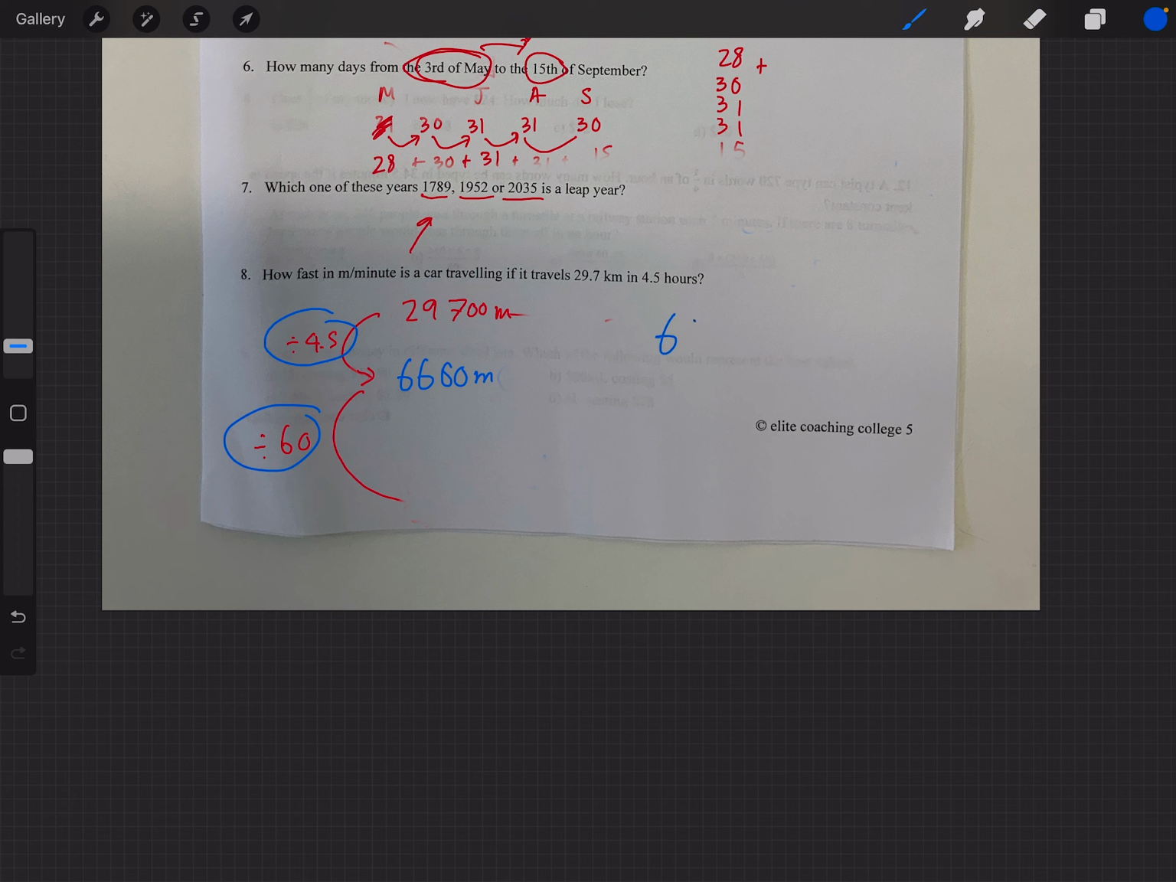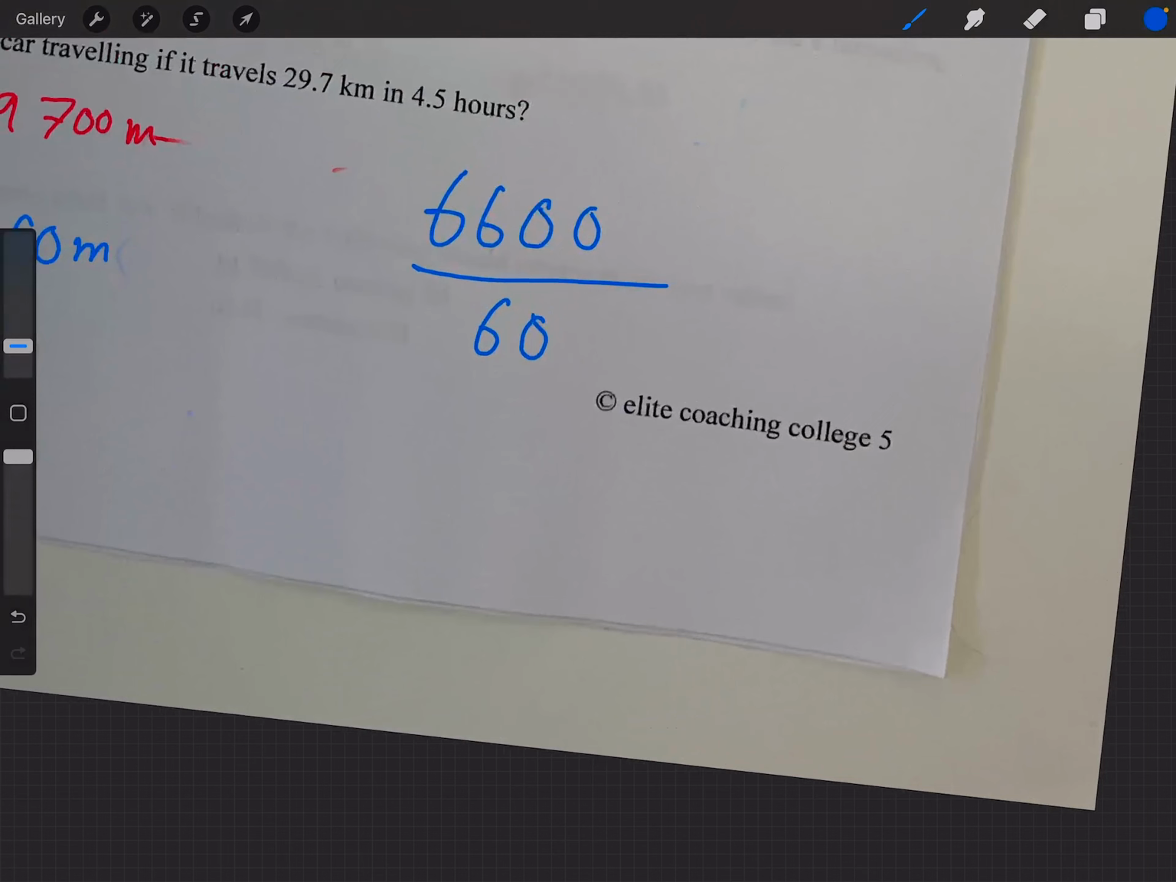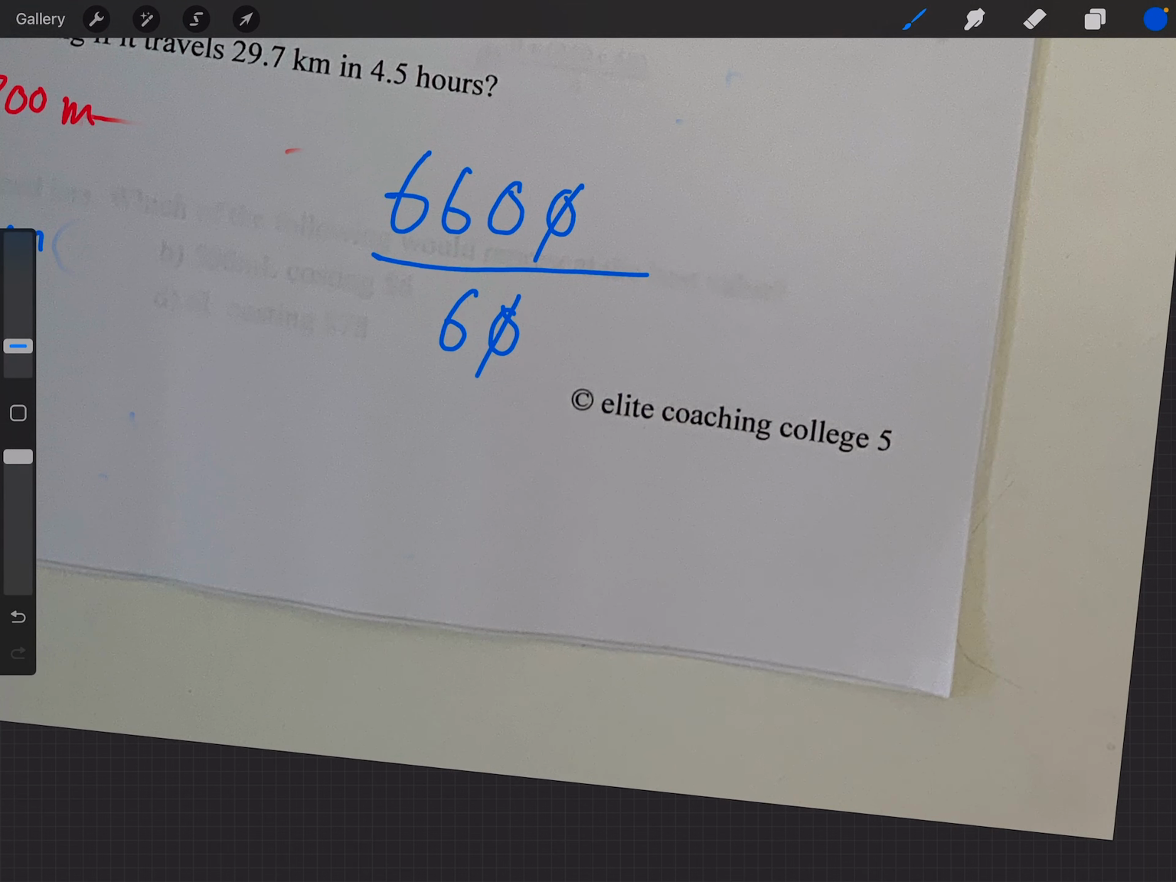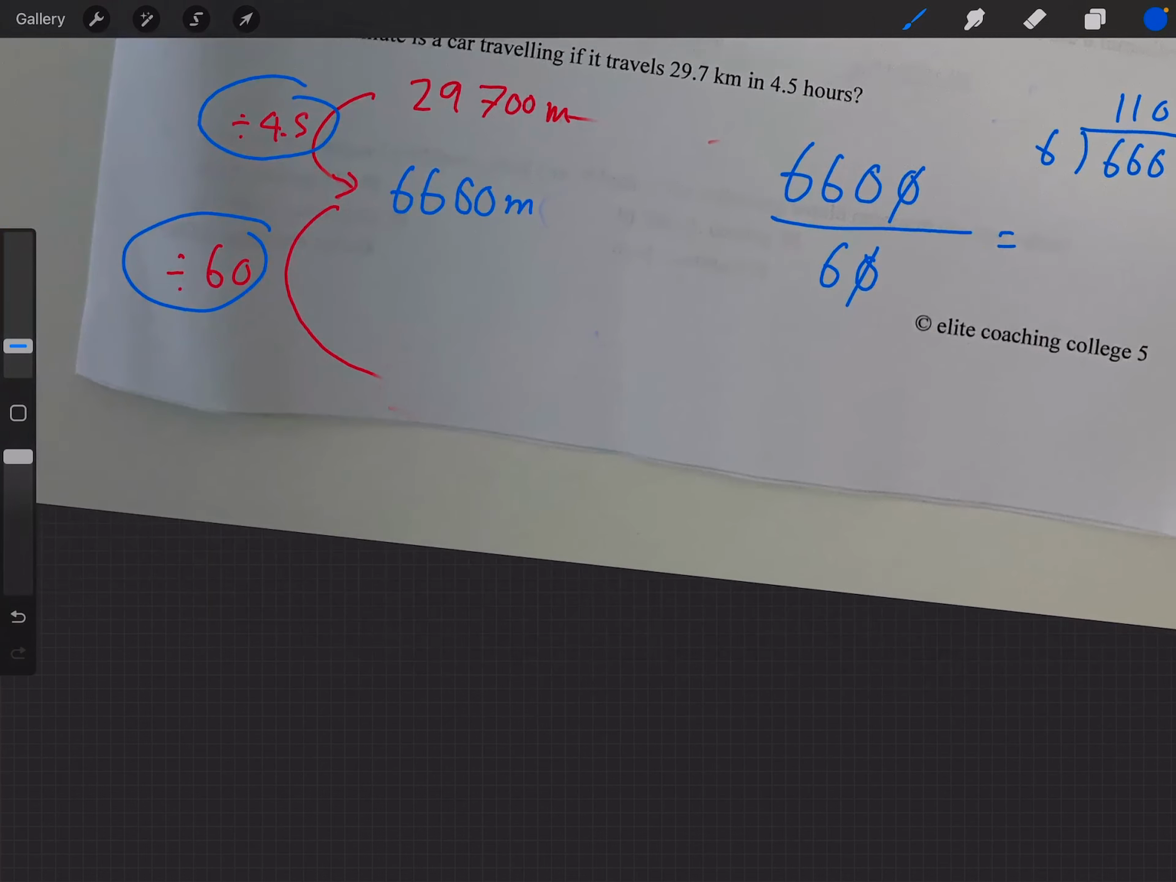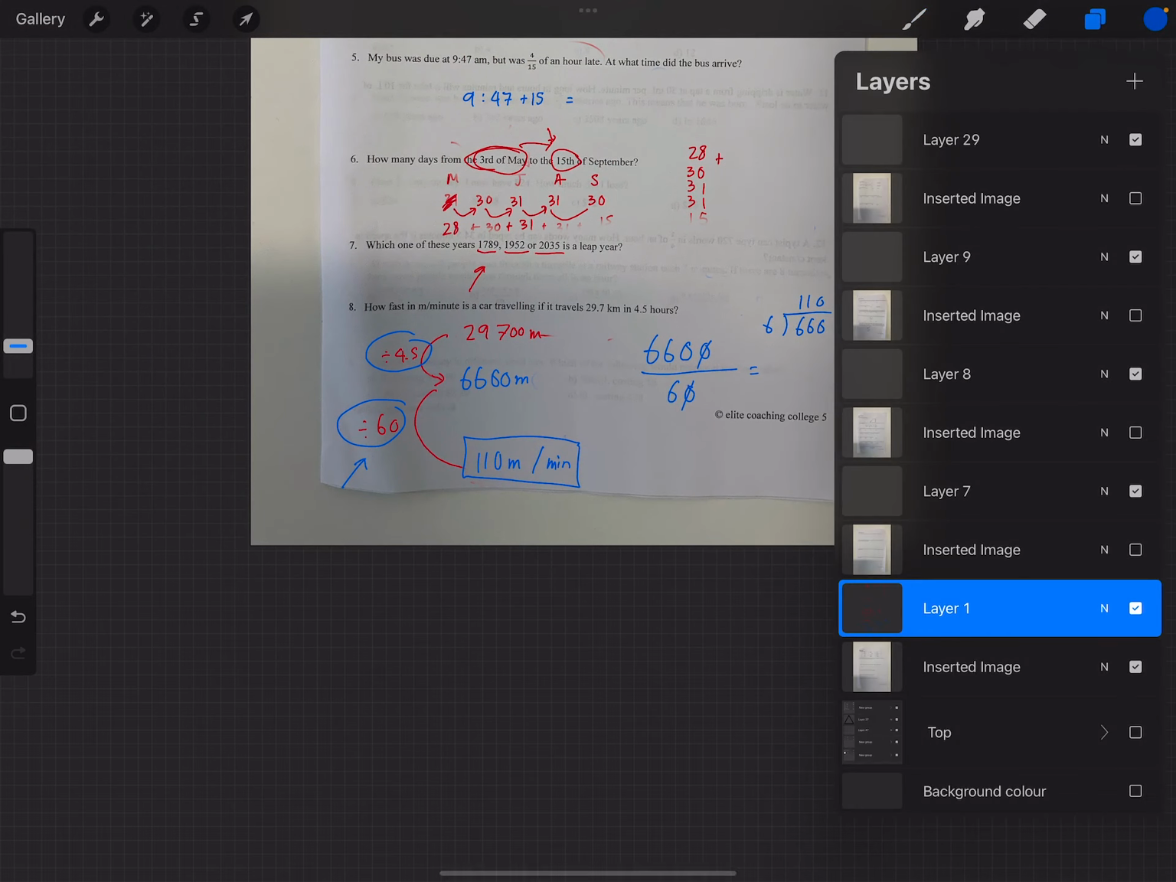So we got 6600 and we divided by 60. We're dividing it by 60 like this. So what we can do is cross out the 0 from there and there, and that's just 660 divided by 6, which is 110, and the answer is 110 meters per minute, and we're done. Once you divide by 60, you're done, and you get the answer in meters per minute. All right, next page.